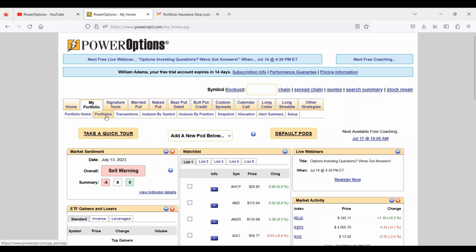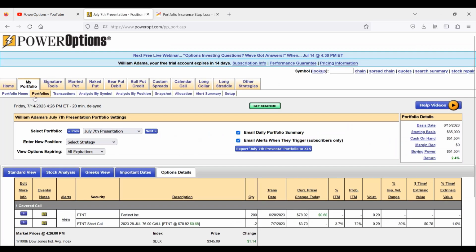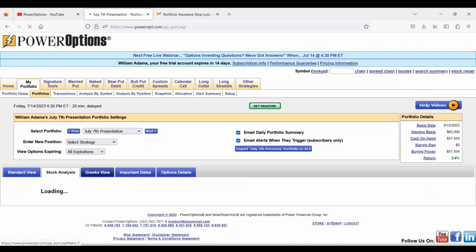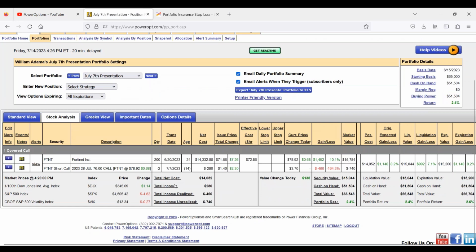First off, let me go to my portfolio and we'll go into the portfolios tool where we track our open positions. And this is just something we did on our last webinar on July 7th. We were looking at a covered call position on Fortinet. Now, normally I suggest to customers, whether you're using covered calls, linked positions, single positions, naked puts, buying calls or buying puts, I always like to use the stock analysis view in the portfolio. Although if I'm just tracking a single leg, again, a naked put, a bought call, or a long put, I have the information of where I stand right now and what my return is.